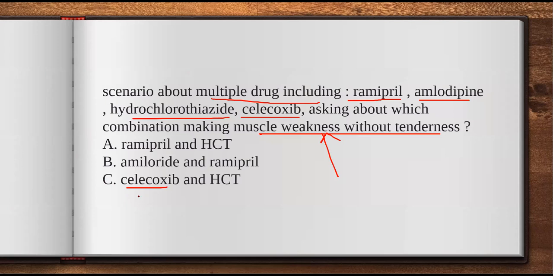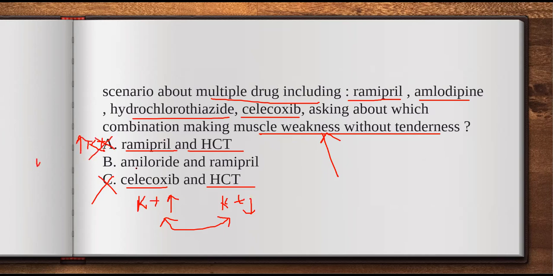So look at this option. Celecoxib is your NSAID. It can cause hyperkalemia. But thiazides cause hypokalemia. So both of them will counteract each other. So there will be no increased or decreased potassium. This option is out. You have ramipril, which will increase potassium because it's an ACE inhibitor. Hydrochlorothiazide will decrease potassium. So again, it will counteract.